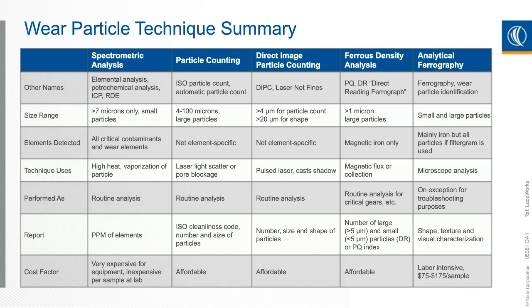Understand what their size range restrictions are. Some are better at looking at smaller particles, like spectrometric analysis. Some are better at looking at the larger particles, particle counting, for example, and ferrous density. And understand what that could detect and how often you should be performing that analysis. So some are routine and some are only by exception.